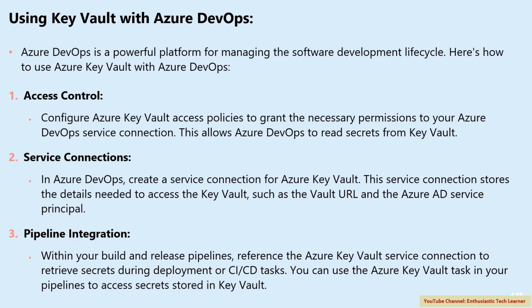Service connections. In Azure DevOps, create a service connection for Azure Key Vault. This service connection stores the details needed to access the Key Vault, such as the Vault URL and the Azure AD service principal. Pipeline integration. Within your build and release pipelines, reference the Azure Key Vault service connection to retrieve secrets during deployment or CI/CD tasks. You can use the Azure Key Vault task in your pipelines to access secrets stored in Key Vault.